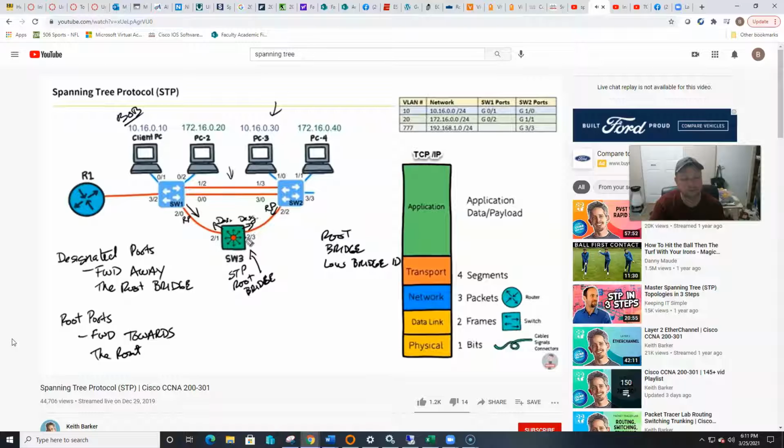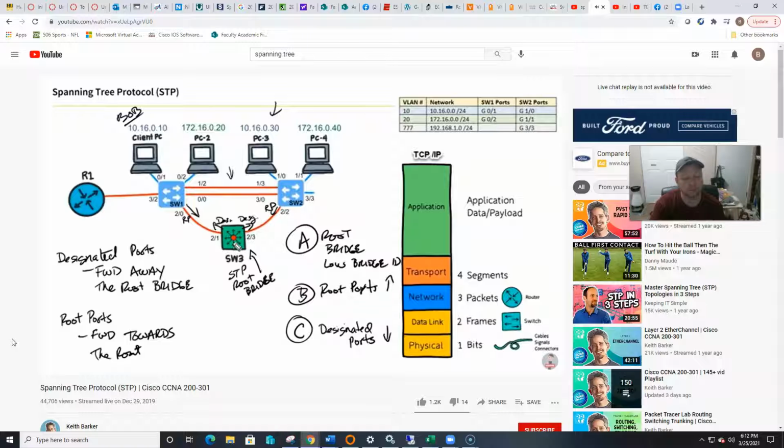Right? And then for the other devices, they calculate their root ports. This would be A, elect the root. And then on the non-root switches, they identify their root ports. And then for C, we need to go ahead and calculate the designated ports for everything else. Designated ports: these are going towards the root, these are going away from the root.